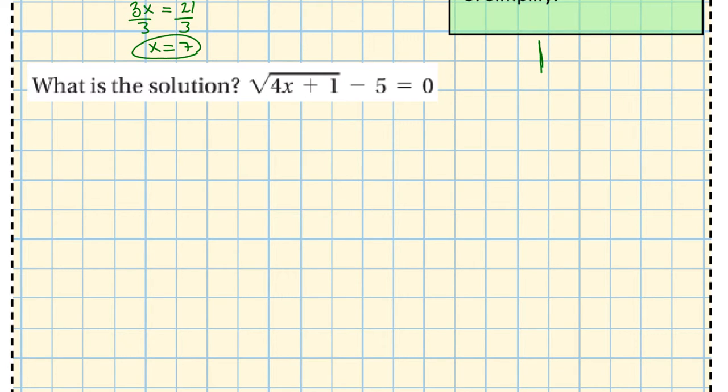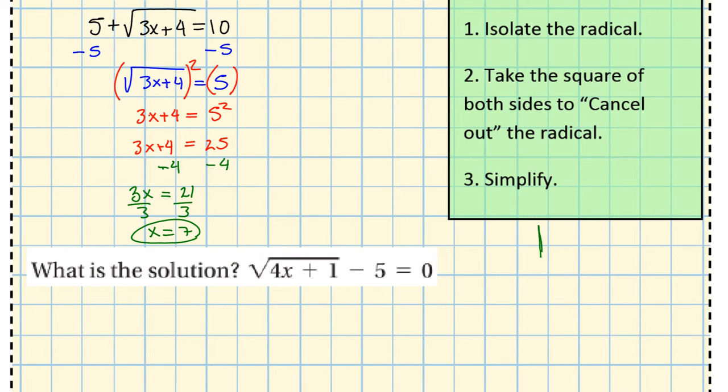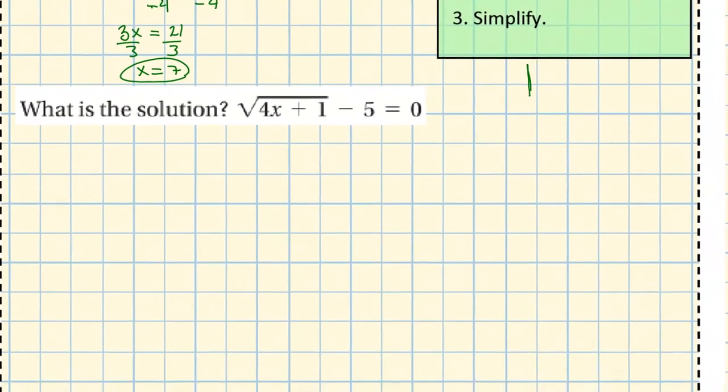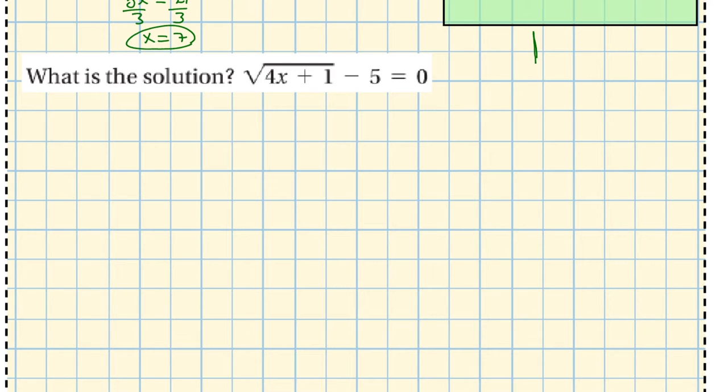For the second problem, we're going to follow the same principle. So for the next problem, we're going to follow the same process. We're going to subtract or add 5 to both sides of the equation, and then we'll square both sides, and lastly we're going to simplify. So this is the original problem.